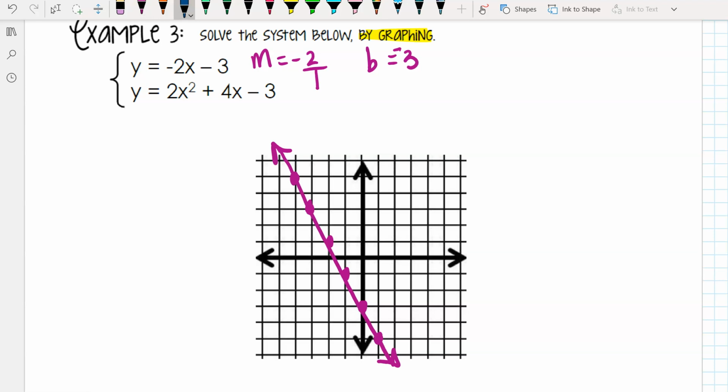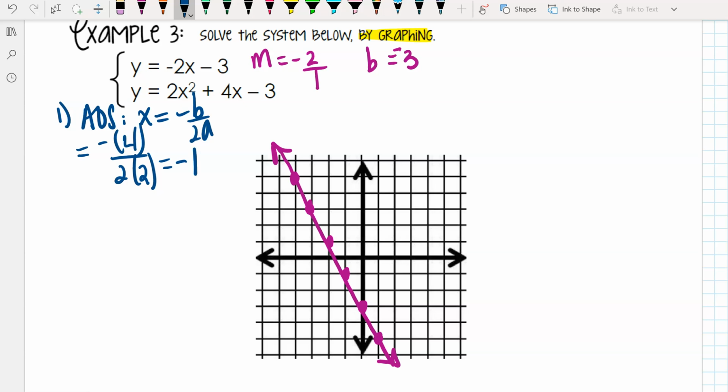Okay, so now we're going to graph the quadratic. When we talked about doing this, we did the AOS, which is the opposite of b over 2a. This is stuff we've already talked about. So opposite b over 2 times a should give me a -1, -4 divided by 4. And then we're going to plug that in to get our y value, so we can get a vertex.